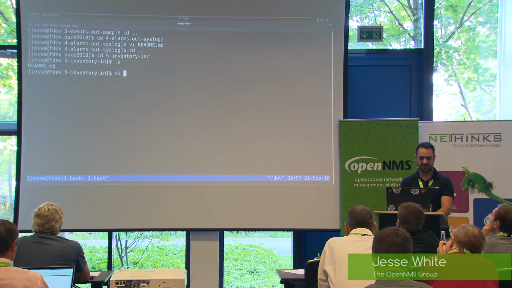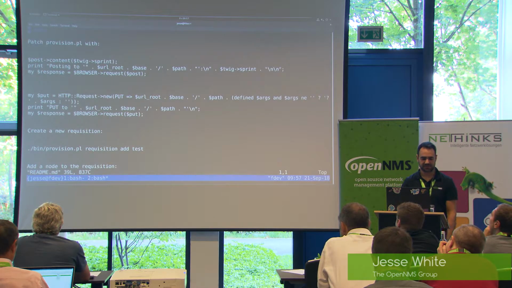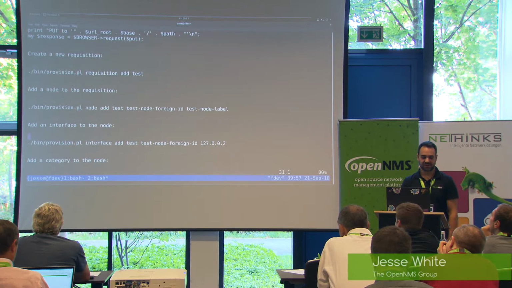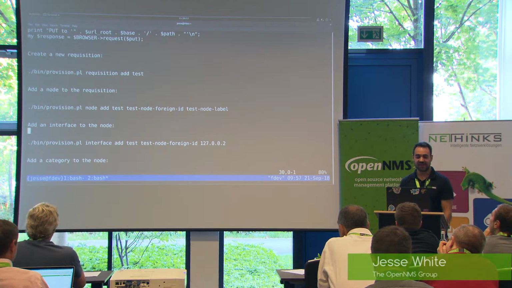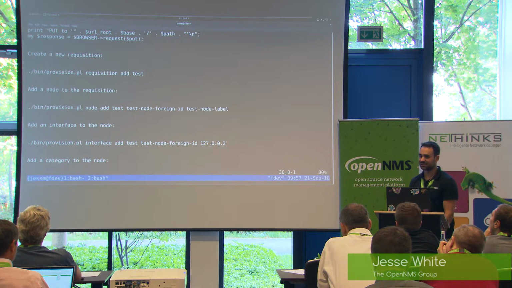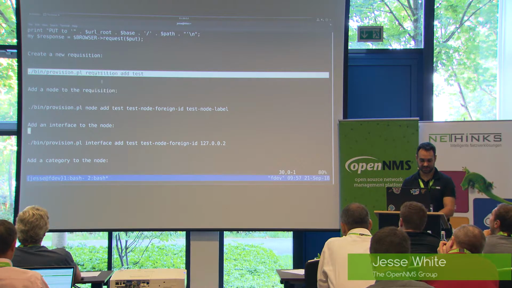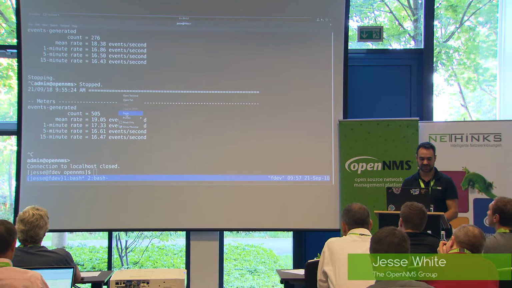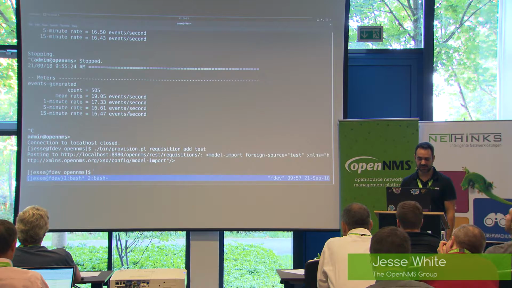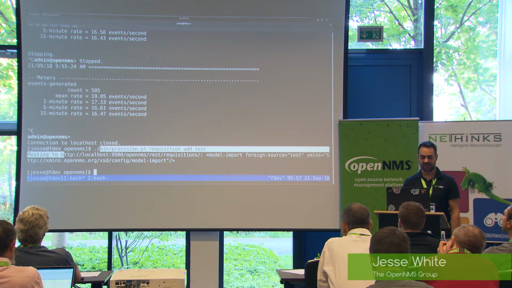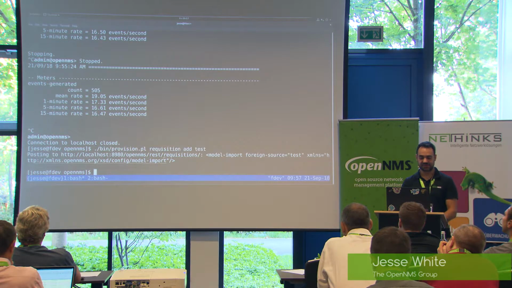All right, inventory in. I've got a bunch of notes here on how it works. I've actually modified or patched provision.pl a little, so it'll show the requests it's making. That way you can see what it is in fact doing. Let's try that. We want to add a requisition called test. What it ends up doing is an HTTP POST to REST requisitions, and there's the content of the actual body.